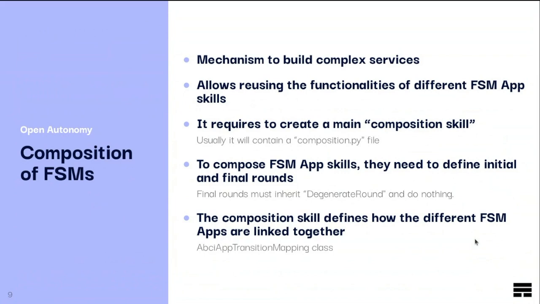Now let's start with the composition of FSM. This is what allows us to combine different ABCI apps or FSM apps into a bigger one. So we can have several functionalities, and we can reuse these functionalities for different services. This mechanism allows us to generate this composed finite state machine.